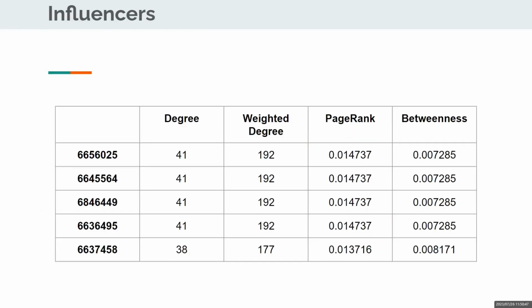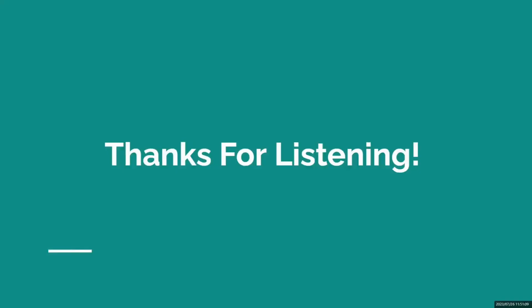Now, let's identify the top influencers in the network based on different centrality measures. The table above displays the respective centrality scores for each customer. These influencers play a critical role in spreading information across the network and influencing the behavior of other customers. That is all of our presentation, and thank you for listening.